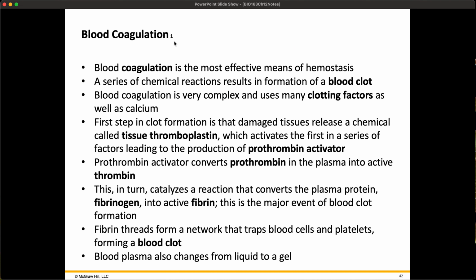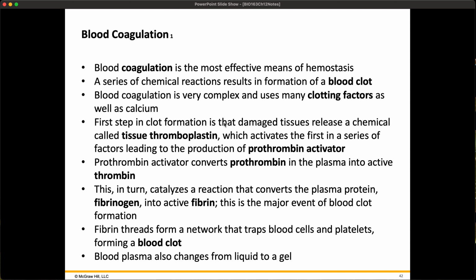And then you can get into the blood coagulation phase. So this is the most effective means of hemostasis. It is a chemical reaction. So whereas the platelet plug was mostly a physical reaction, coagulation is a chemical one that actually forms a full blood clot. So you have a platelet plug, temporary, and then a blood clot can be the long-term solution. It's very complex. It uses a lot of different clotting factors that you don't have to really learn at this point, but there are a few that you need to get through.